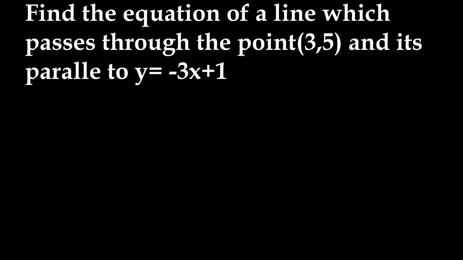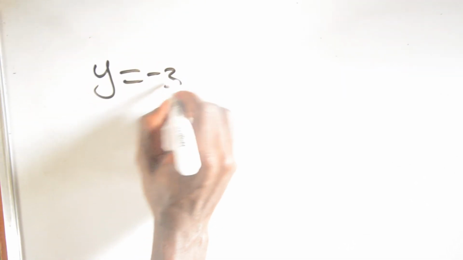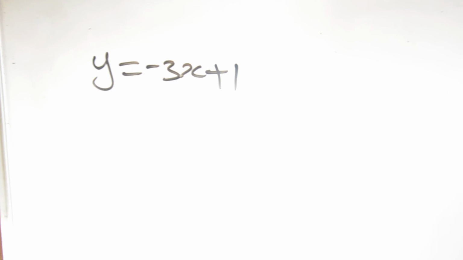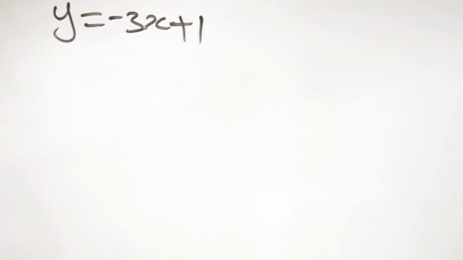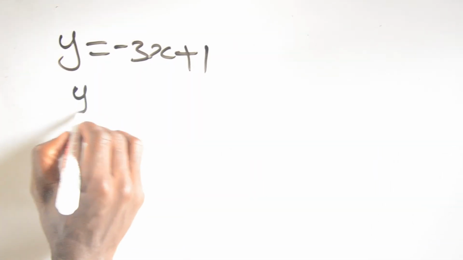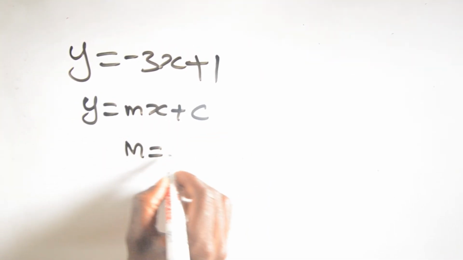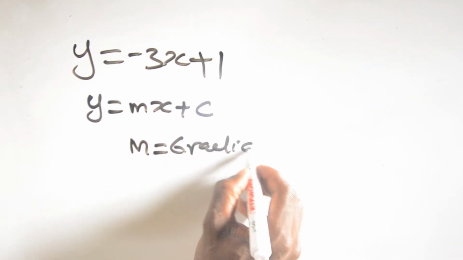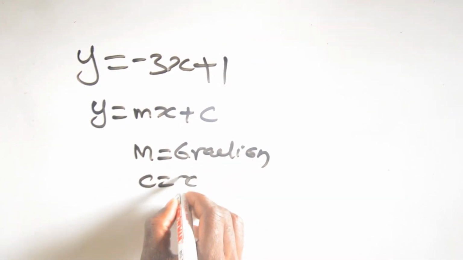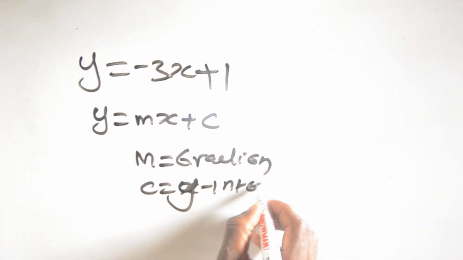So for example 1, find the equation of a line which passes through the point (3, 5) and is parallel to y = -3x + 1. The first thing, you remember, we say the equation of a line is given in the form y = mx + c, where m is our gradient and c is our y-intercept.